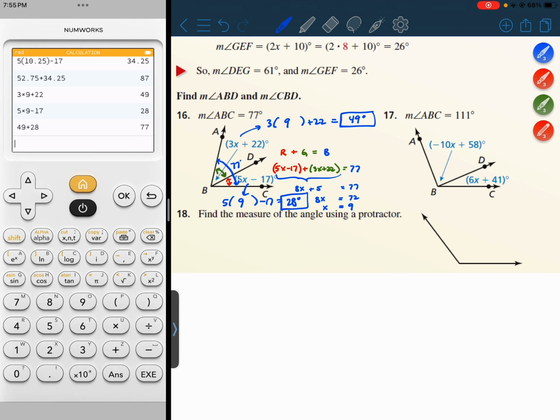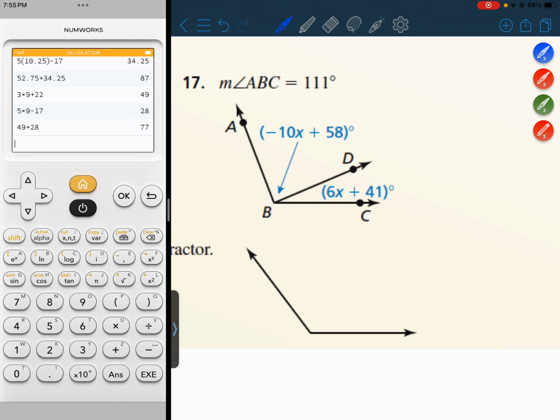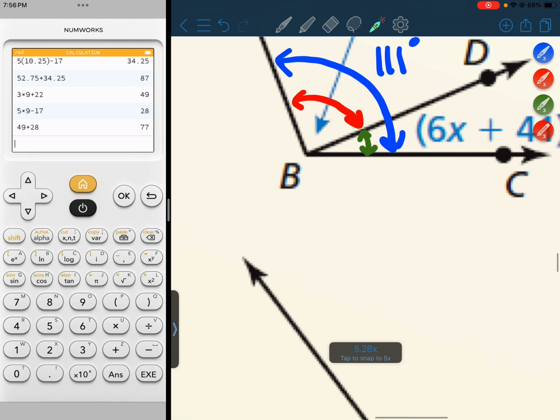Let's take a look at number 17. It looks like the same type of problem. They tell us angle ABC, which is this whole thing here, is 111. Let's label that. Then this angle right here, and the other small angle right there. Just looking at the colors, the green and red combined form the same angle as the blue one on its own.